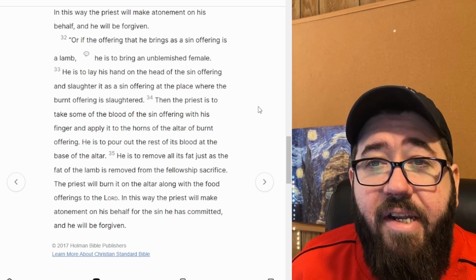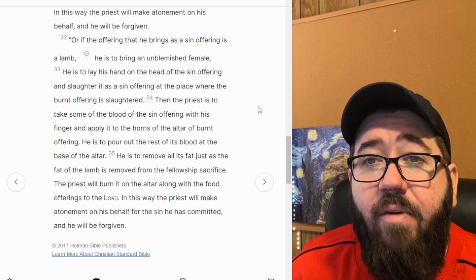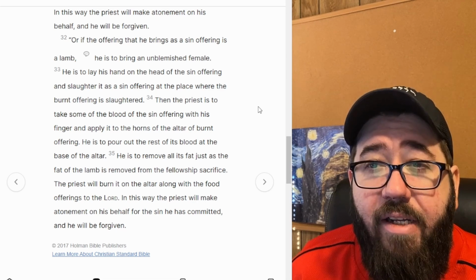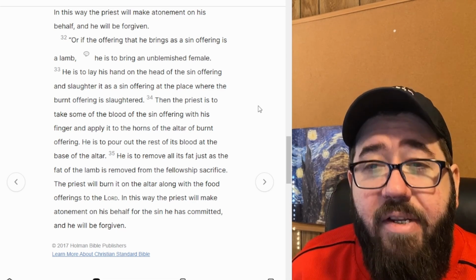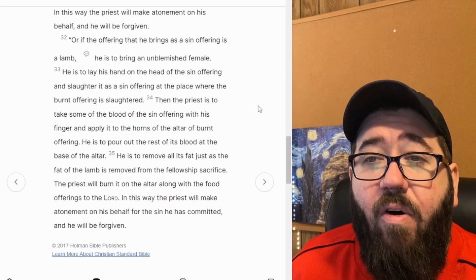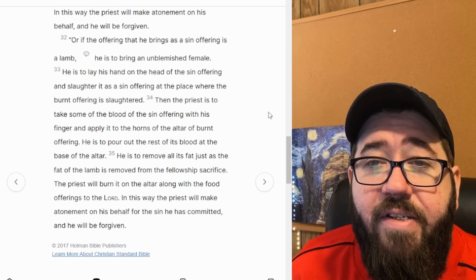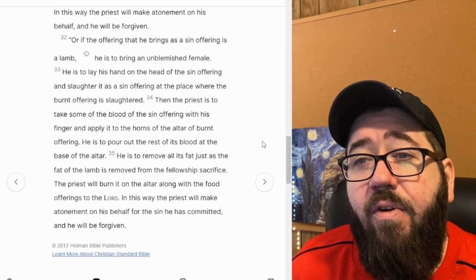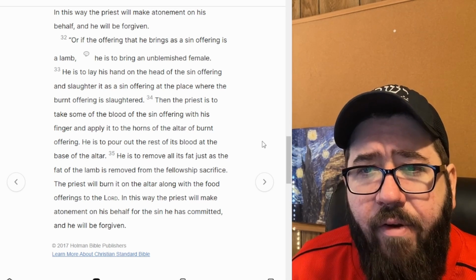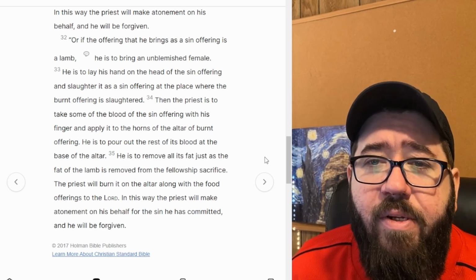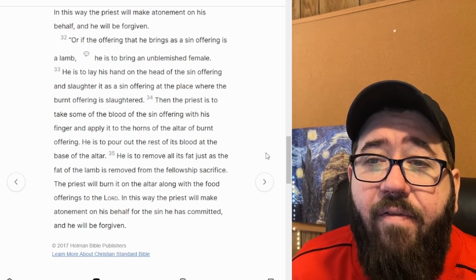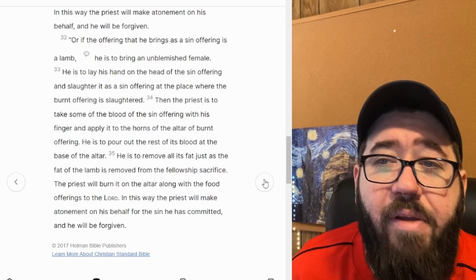Then the priest is to take some of the blood of the sin offering with his finger and apply it to the horns of the altar, and pour the rest at the base of the altar. He is to remove all its fat, just as the fat of the lamb is removed from the fellowship sacrifice. The priest will burn it on the altar along with the food offering to the Lord. In this way the priest will make atonement on his behalf for the sin he has committed, and he will be forgiven.